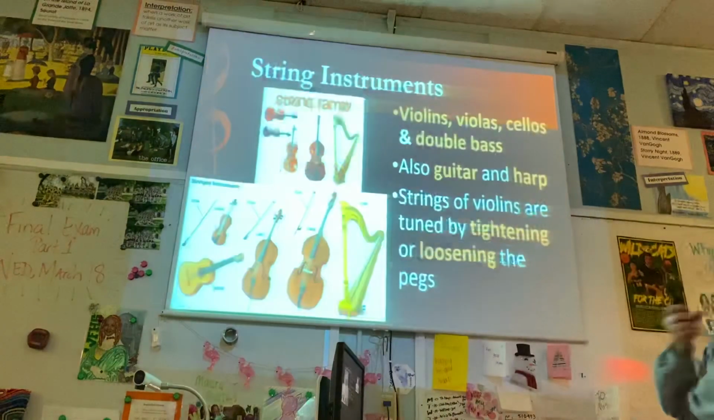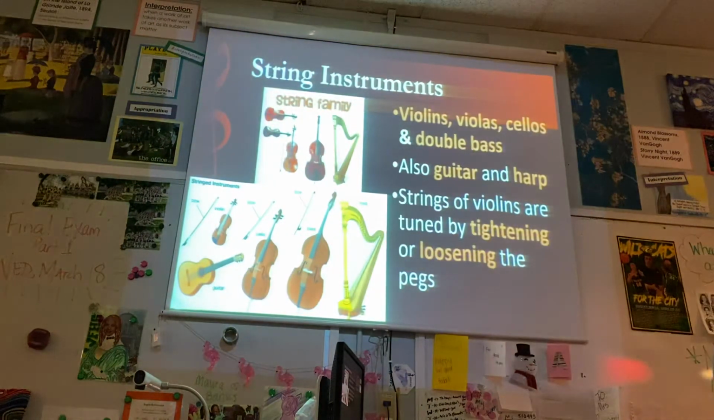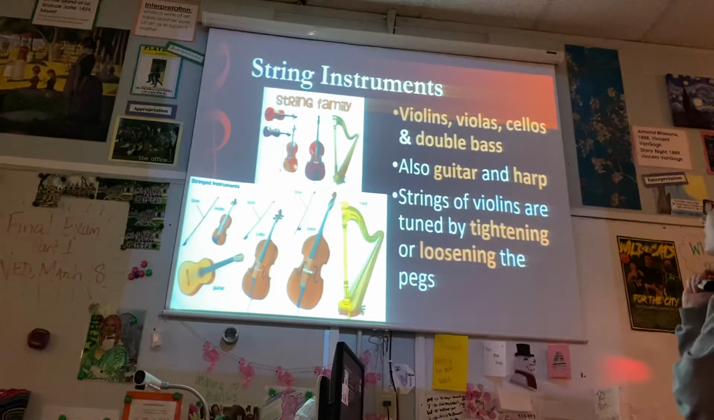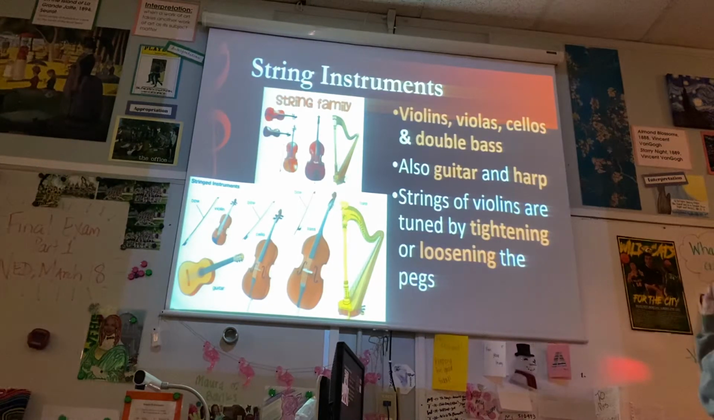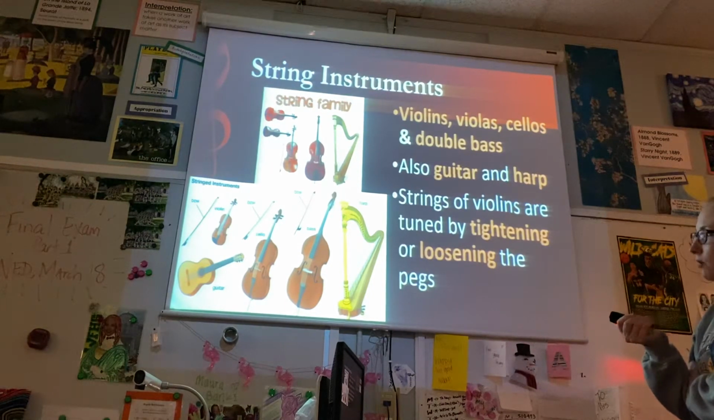So, need to know. First, there's these instruments called the string family. Why do you think they're called string instruments? Because they have strings on them. And that's your violins, your violas, your cellos, your double bass, which looks like a super huge violin. Also, your guitars and harps are string instruments. And hint, hint, wink, wink, strings of violins are tuned by tightening and loosening the pegs. And the pegs are these little bitty things right here on the end.